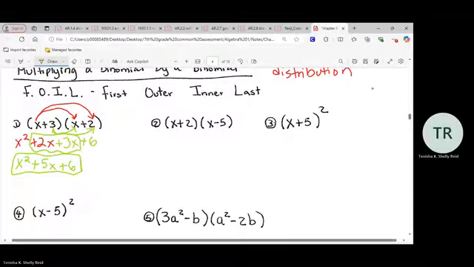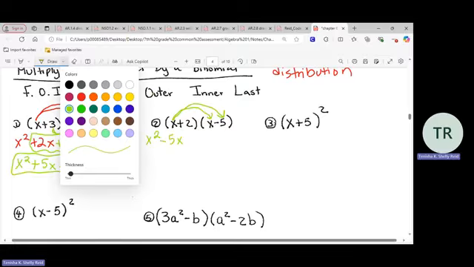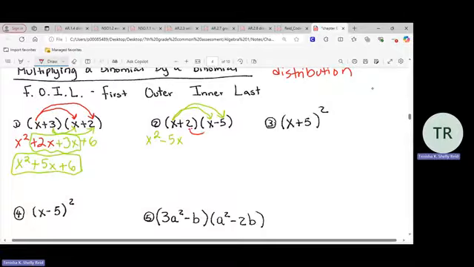Let's do it again. You're going to start with the first term in the first binomial and distribute it throughout the entire second binomial. So x times x, which gives us x squared. And x times -5, which is going to give us -5x. We are then going to distribute the second term in the binomial. So that's 2. 2 times x is going to give us positive 2x. And then 2 times -5 is going to give us -10.